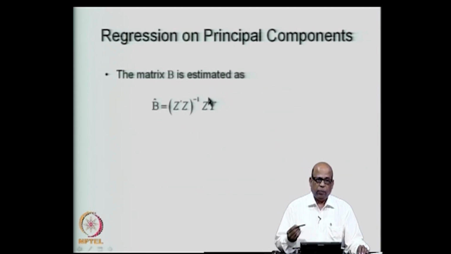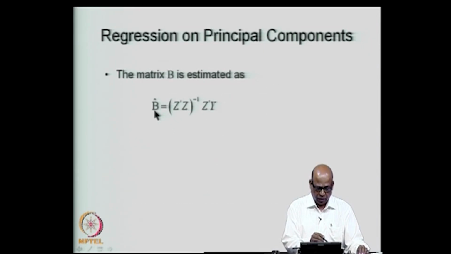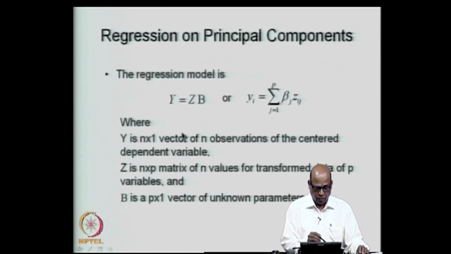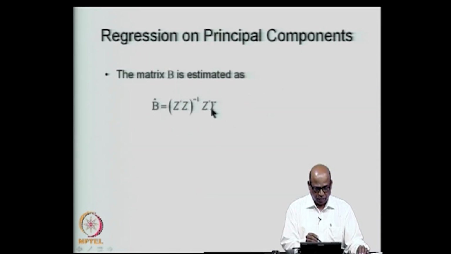So, from your multiple linear regression, just compare this. How did we estimate B? In this case, when we are writing y is equal to z b, we write B cap, which is the estimated value of B, as z dash z inverse z dash y, where our z is this, z now x a, this is z, and our y is n by 1.